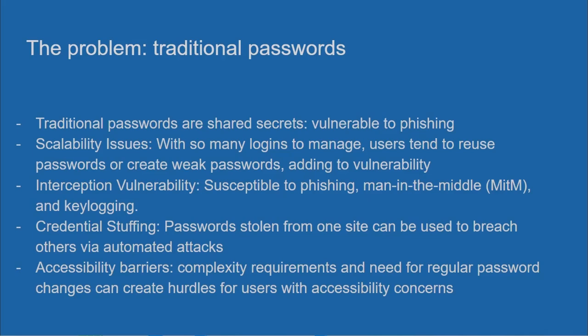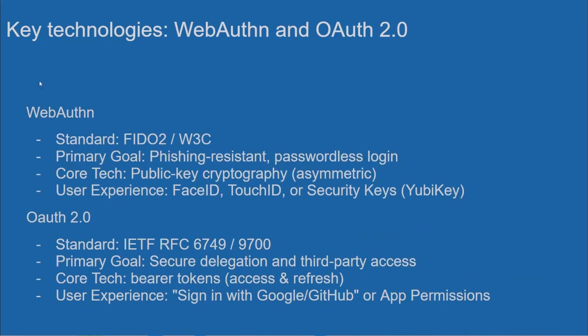So all of these issues have encouraged the industry to move towards passwordless alternatives, which can be easier for the user, but harder for an attacker to steal remotely. So we have two modern solutions that try and address this. Web authentication would address the password issues specifically with authentication. And OAuth 2.0 is more aimed towards authorization issues.